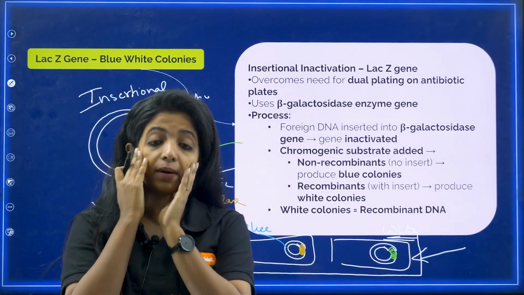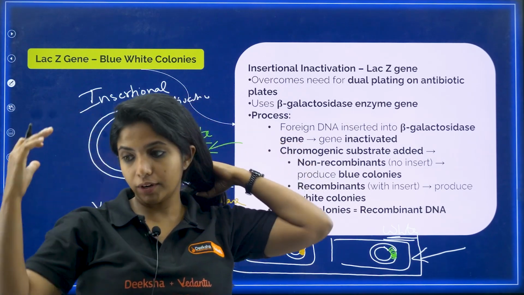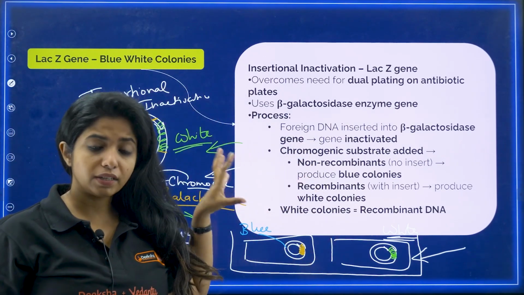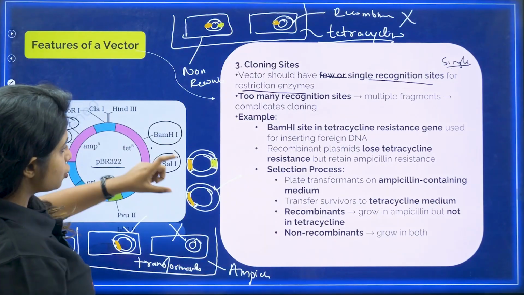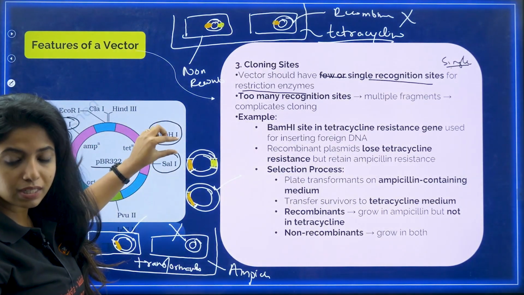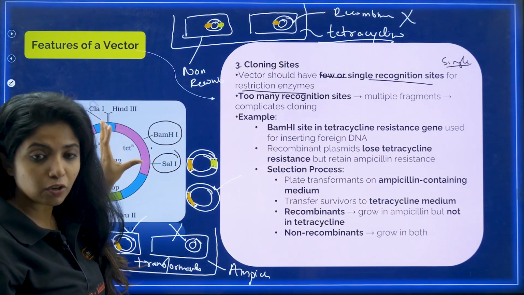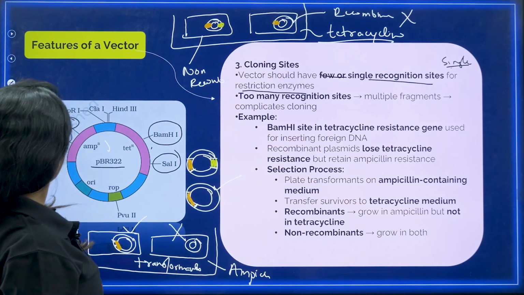Selectable markers are usually antibiotic resistant genes. But over here the blue-white colonies are also a very good way of finding things. Now insertional inactivation is happening here also. When you insert the gene of interest, it is not tetracycline resistant anymore. So this is also insertional inactivation. Please remember that as well. Cool, I hope this is done.